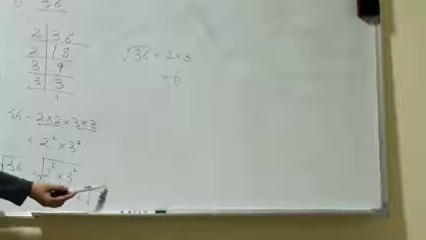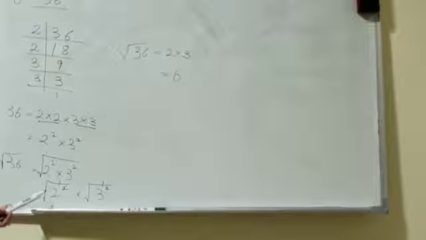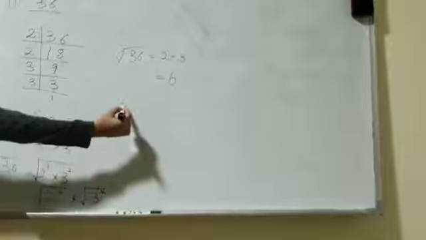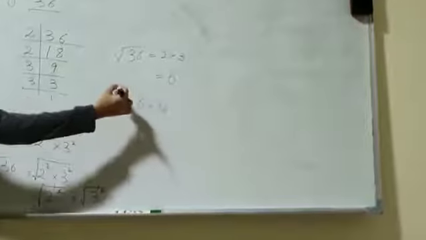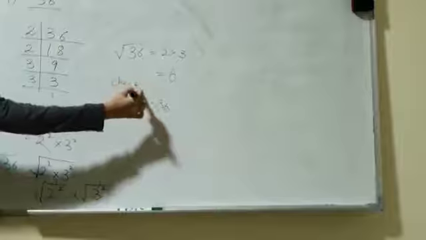Now we can cancel the power of 2, that is 2 square, by the square root sign, and the power of 3 with the square root. We are left with 2 and 3 only, and 2 multiplied by 3 is equal to 6. So the square root of 36 is equal to 6, and we can recheck this by multiplying 6 again by 6. 6 multiplied by 6 is equal to 36. So this is the way to find the square root by prime factorization.